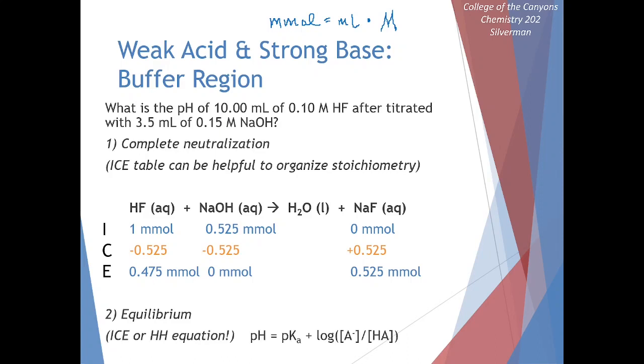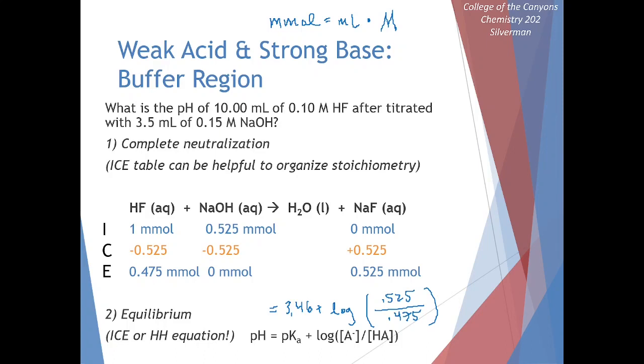We can set up our ICE table. Probably a good idea to convert into molarity for our ICE table, and then solve for x, solve for our pH. Alternatively, since we are in the buffer region, we are in a situation where we have both our weak acid and its conjugate base present. We can skip ahead and use our Henderson-Hasselbalch equation, where the pH is equal to pKa plus the log of this ratio of concentrations.